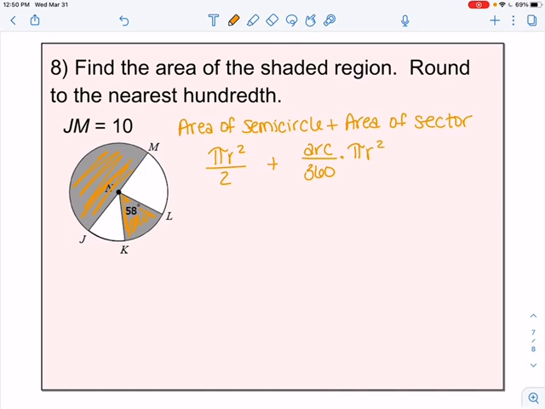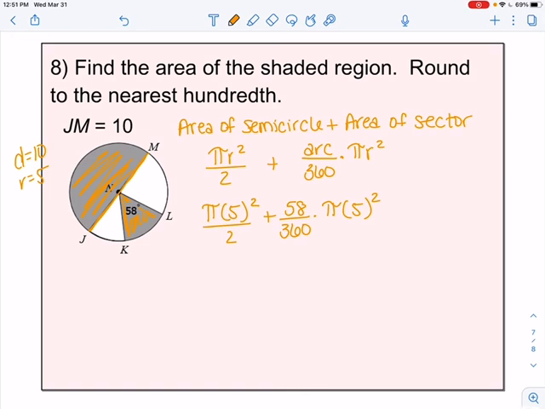And now we'll just start plugging things in. So again, they gave me the total length of JM. JM is the diameter. So my diameter equals 10. If my diameter equals 10, that means my radius is going to be 5. So for my circle, I'm going to have pi times 5 squared divided by 2. On the right, the arc, well, if the central angle is 58, that means my arc is 58. And we'll put that over 360 times pi, and again, the radius isn't going to change here. It's still 5, so we'll have 5 squared there.